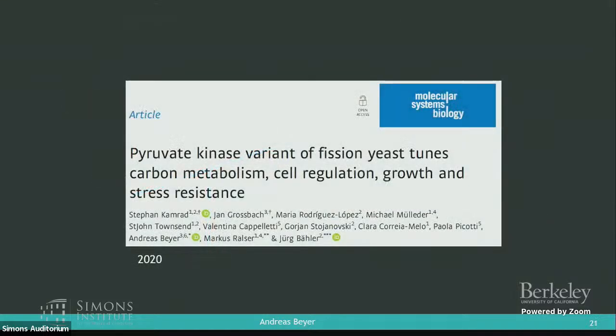So this is what I'm trying to sell. We already have an example of this published 2 years ago together with Beyer on pyruvate kinase 1 in fission yeast. There's a mutation or variant in the lab strain that was used in the community for many, many years, and nobody noticed that this variant is actually changing the efficiency of oxidative phosphorylation.